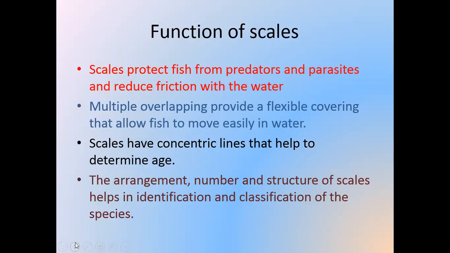Function of scales. Scales protect fish from predators and parasites and also reduce friction with the water. Multiple overlapping scales provide a flexible covering that allows fish to move easily in water. Scales have concentric lines that help to determine age. Also, the arrangement, number, and structure of scales help in identification and classification of the fish species.